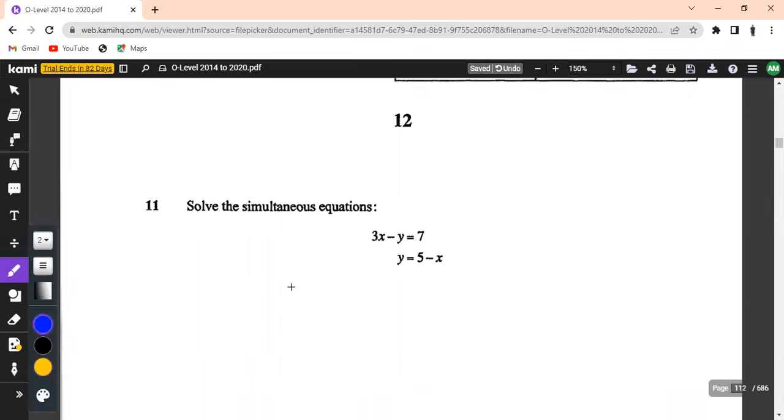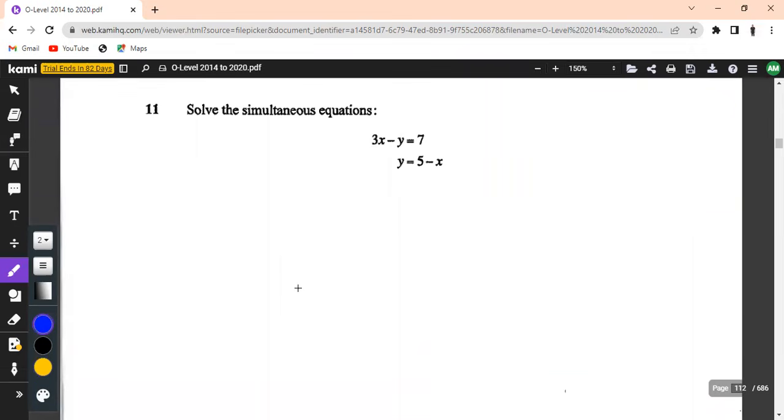Actually, that's it. Solve the simultaneous equations. It depends on the method that you're going to use. But in this case, I'm just going to take advantage of substitution, because already y is the subject here. They've already made y the subject of the formula. So I've got my equation 1 and my equation 2. All right, so what am I going to do? I'm going to substitute equation 2 into equation 1.